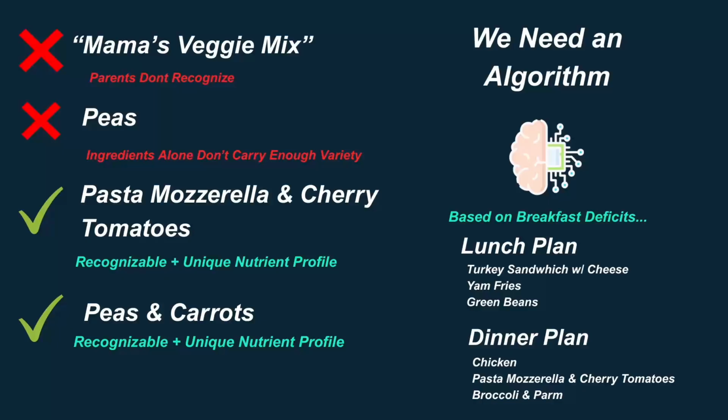We need recipes like pasta with mozzarella and cherry tomato that collectively have a lot of nutritional variety. Mozzarella provides calcium, cherry tomato provides potassium. We also need recipes in our database categorized as protein, starch, or veggie.